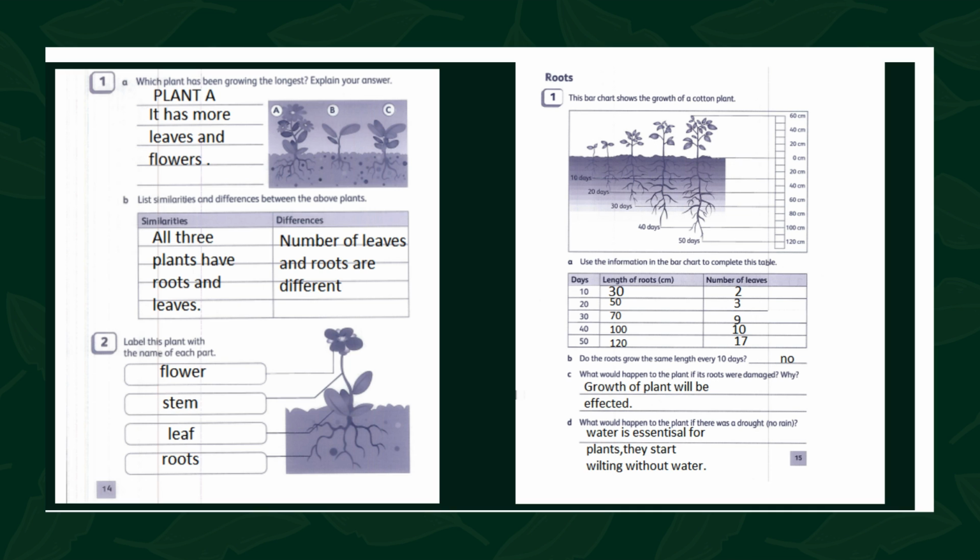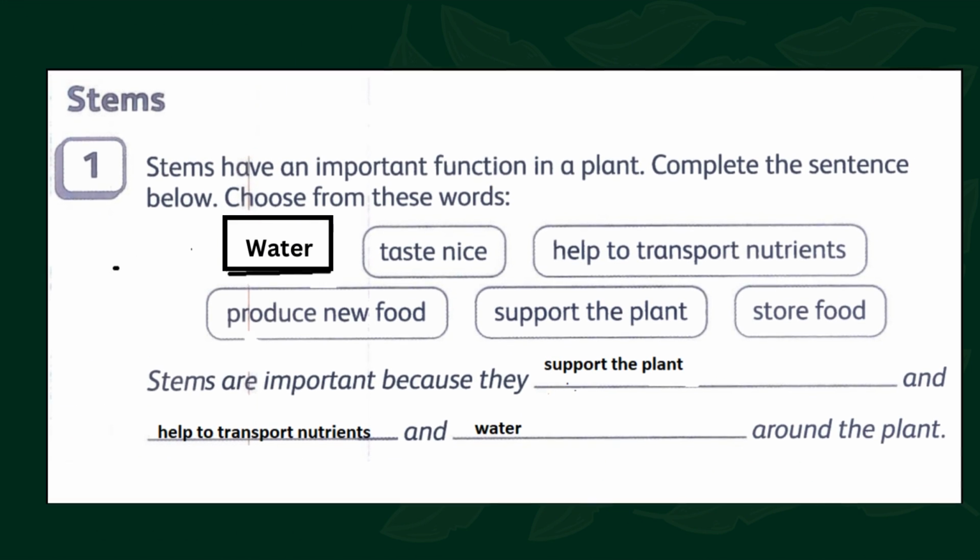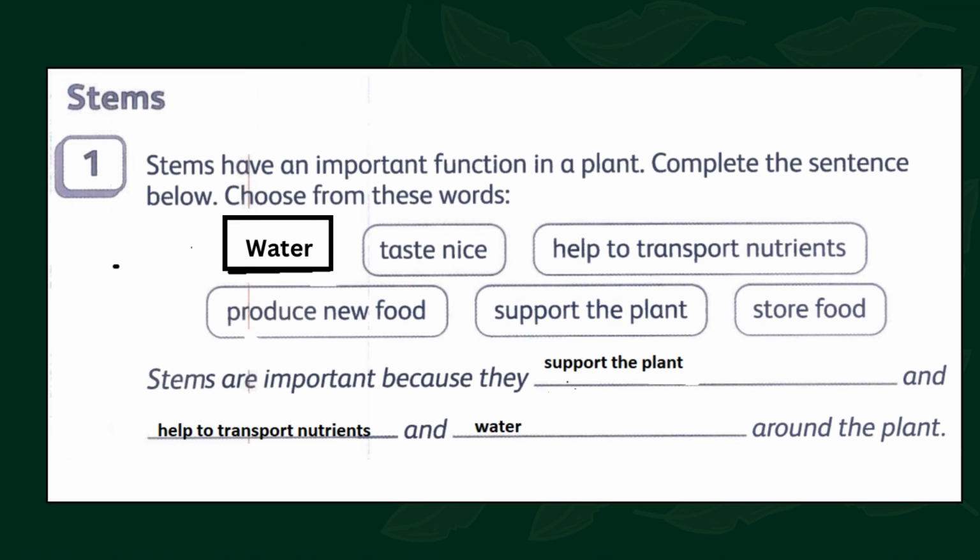Now, move on to page number 16. Now, stems, number one, stems have important functions in a plant. Complete the sentence below. Choose from these words: water, tastes nice, help to transport nutrients, produce new food, support the plant, store food. So you have to use the words that are given. Stems are important because they support the plant and help to transport nutrients and water around the plant.